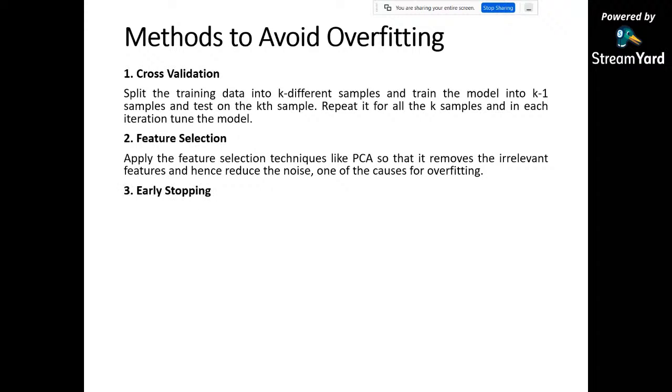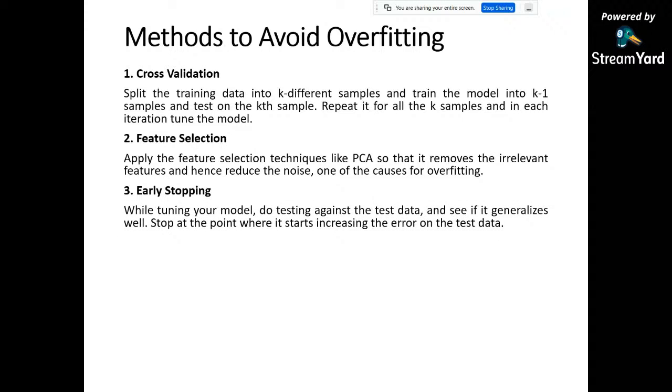Another is early stopping. While tuning your model, do testing against the test data and see if it generalizes well. Stop at the point where it starts increasing the error on the test data, right? Like you see in the model complexity versus error graph, if you start increasing the complexity, then after a certain point model variance starts increasing and bias is anyway low. So if variance is increasing, then error is also increasing. But if you have too little complexity, then of course the bias will be high. So that's where you have to have a trade-off.